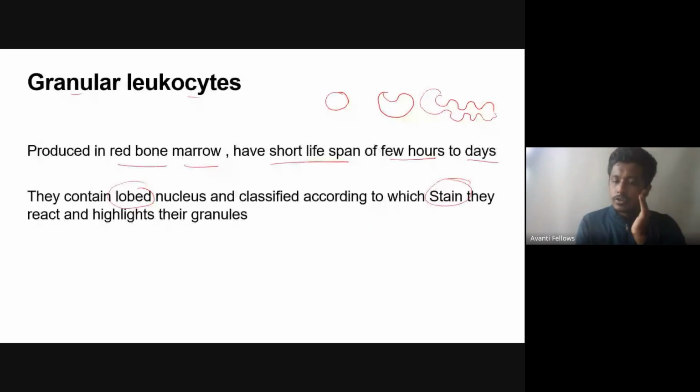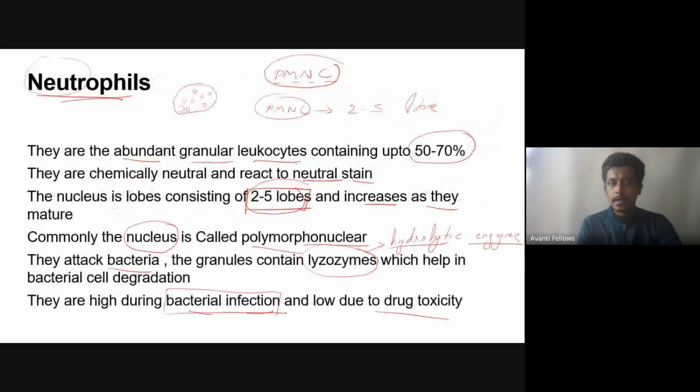Based on how they react to stains, we have classified them as basophils, neutrophils, and eosinophils. Let's talk about neutrophils to start with. Neutrophils react with neutral stain, and they make up 50 to 70% of all WBCs. So if they ask you what is the highest number of leukocytes we have, that is neutrophils. The other name for neutrophils is PMNC.